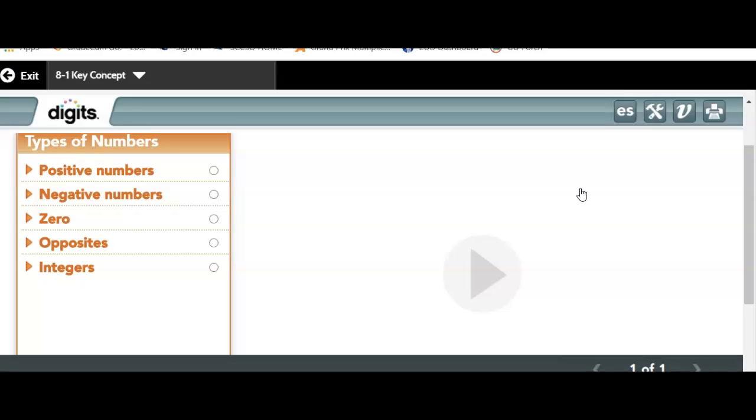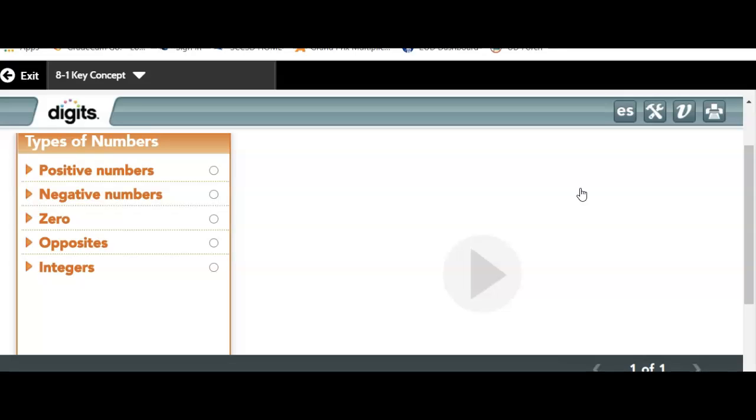Okay, negative numbers. Numbers to the left of zero are negative numbers. Negative numbers are written with a negative sign before the number. If you look at the number line up on the board, please use that throughout this whole lesson, or all of topic 8 and 9. Okay, that will be helpful. Okay, zero. This is really important. Zero is neither positive or negative. It's its own thing. It's the only number that is not positive or negative.